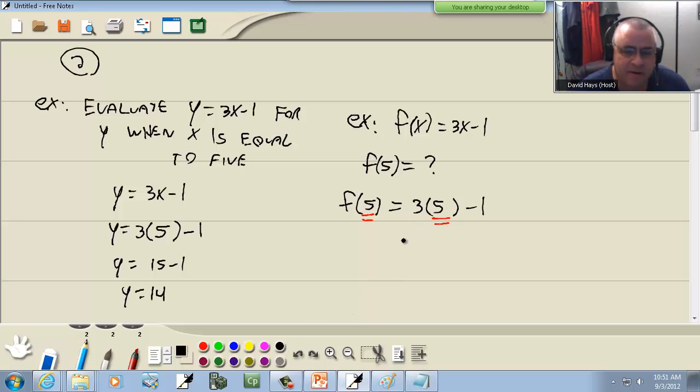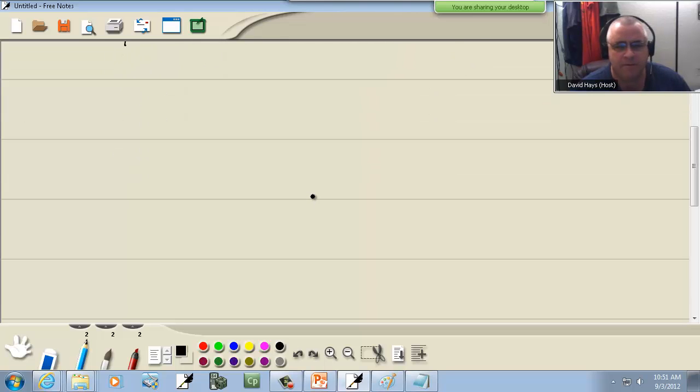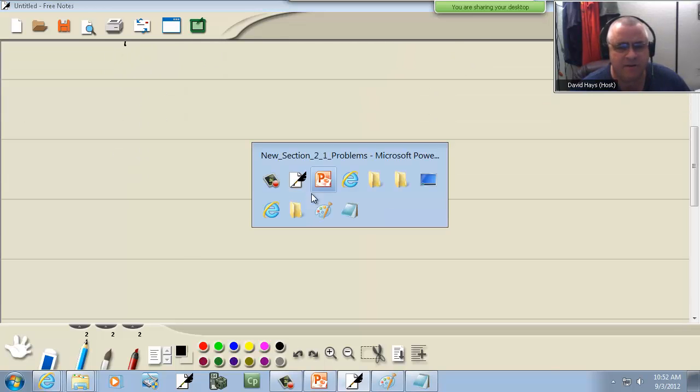And then whatever is inside the parentheses right here is automatically what goes in right there. So we put 5 in there. 3 times 5 is 15. 15 minus 1 gives us 14. So you see we get the same answer. It's just a function notation allows us to very easily write all those words in symbols. Let's look at a problem. Evaluating a function.